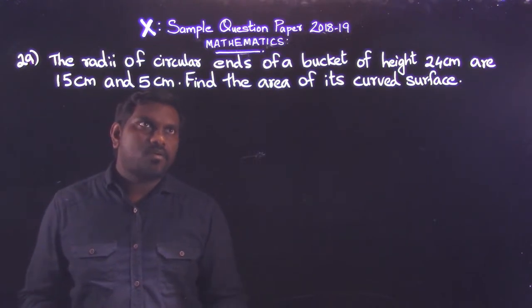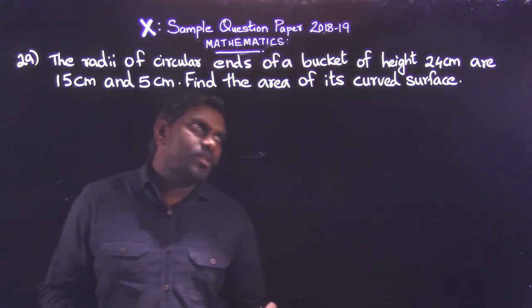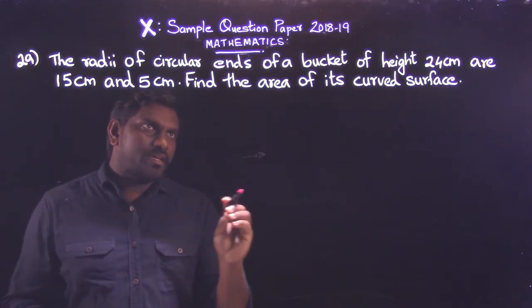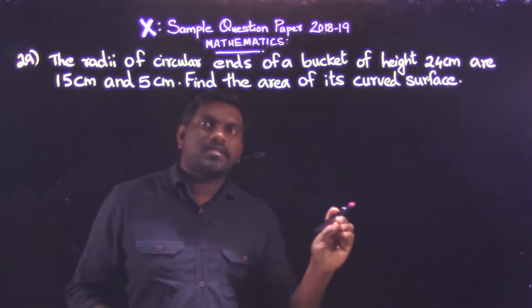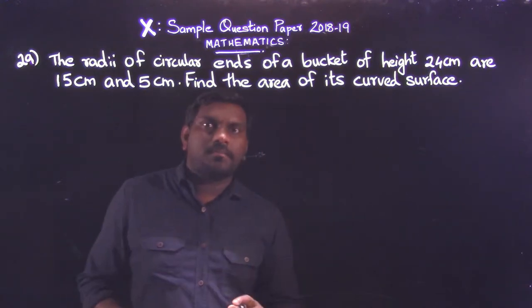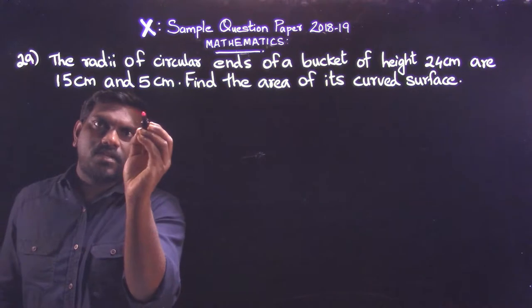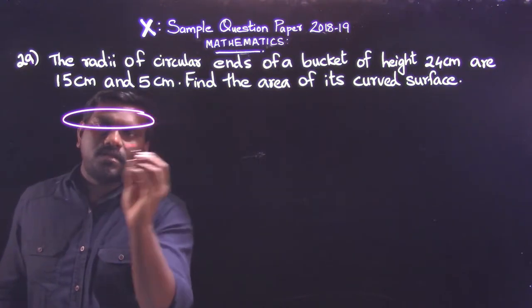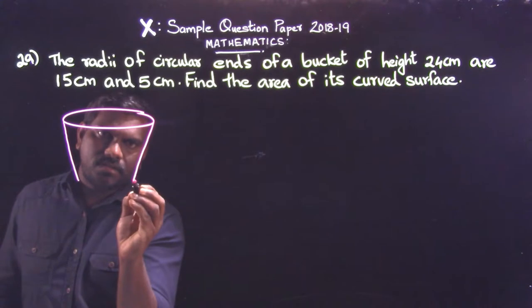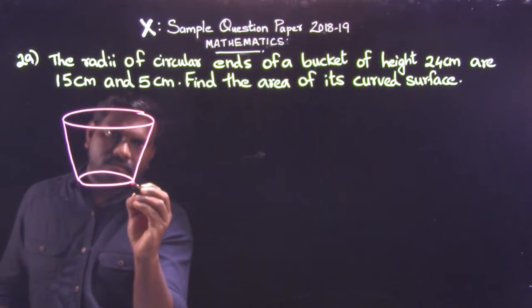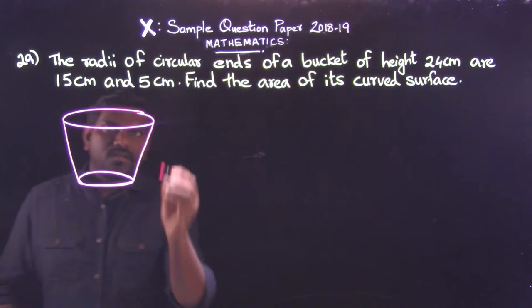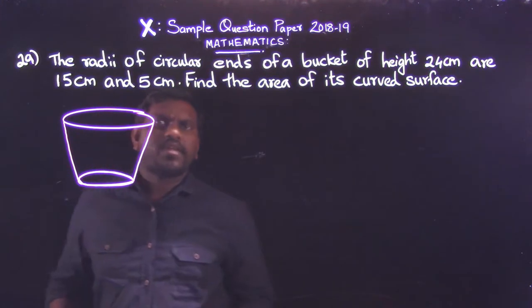The radii of the circular ends of a bucket of height 24 cm are 15 cm and 5 cm. Find the area of its curved surface. Now, you know how the bucket is, isn't it? Somewhat like this, and then you have another circle like this. Doesn't this shape look very familiar to you?